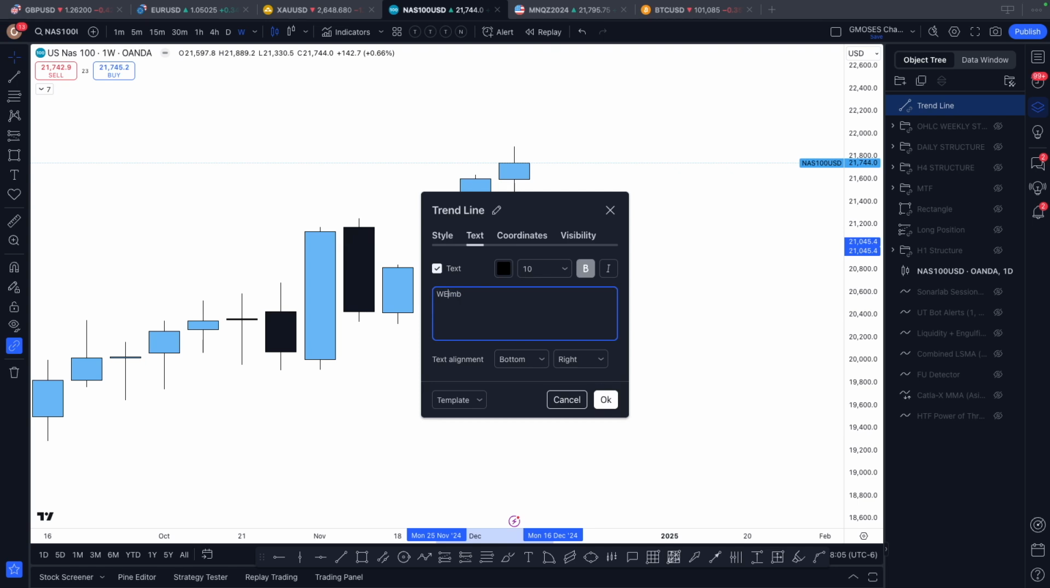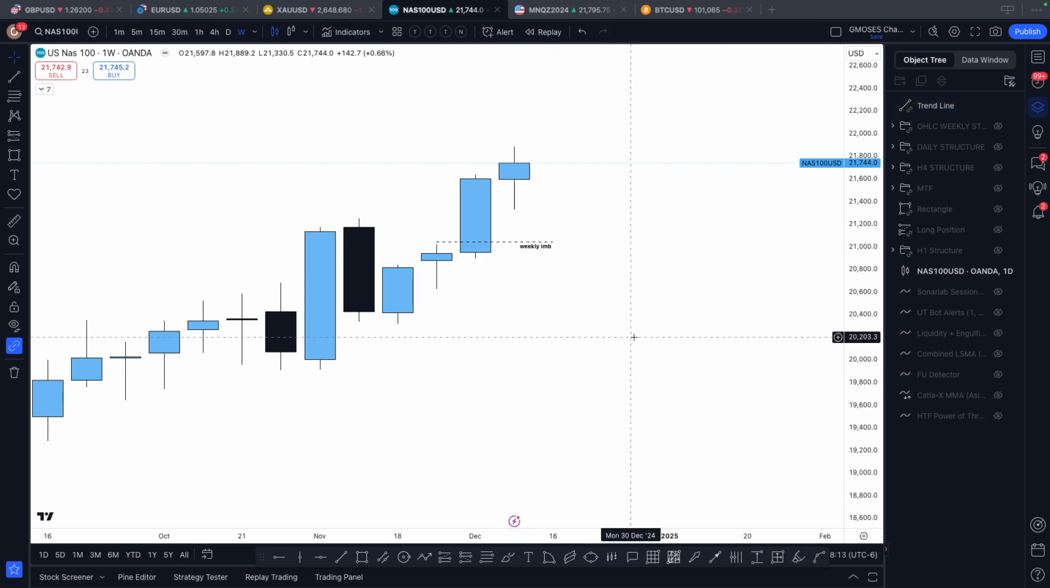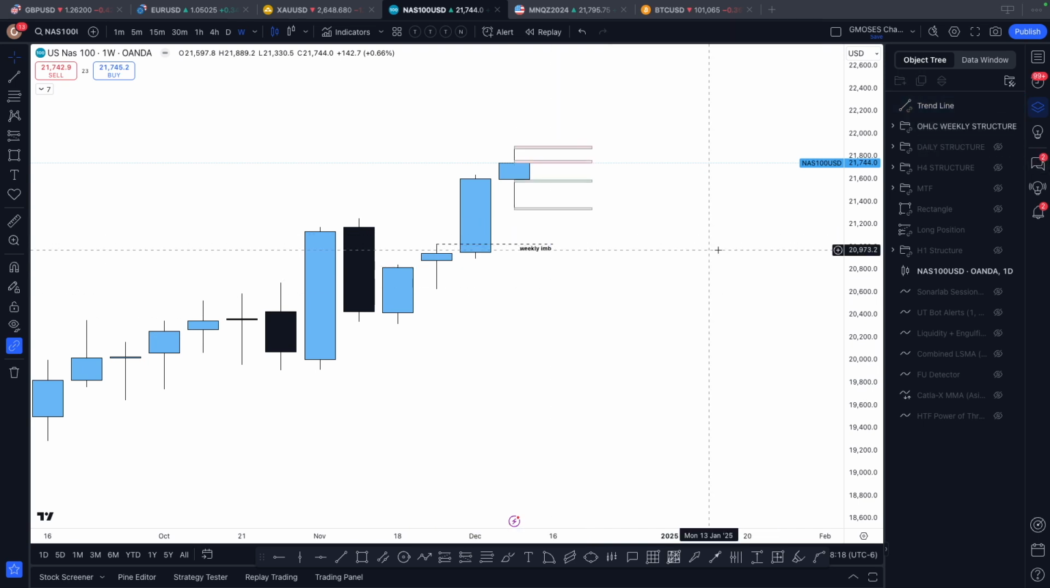Okay, so we'll be mindful of that when the week opens and things like that. Okay, so now let's look at our OHLC model.